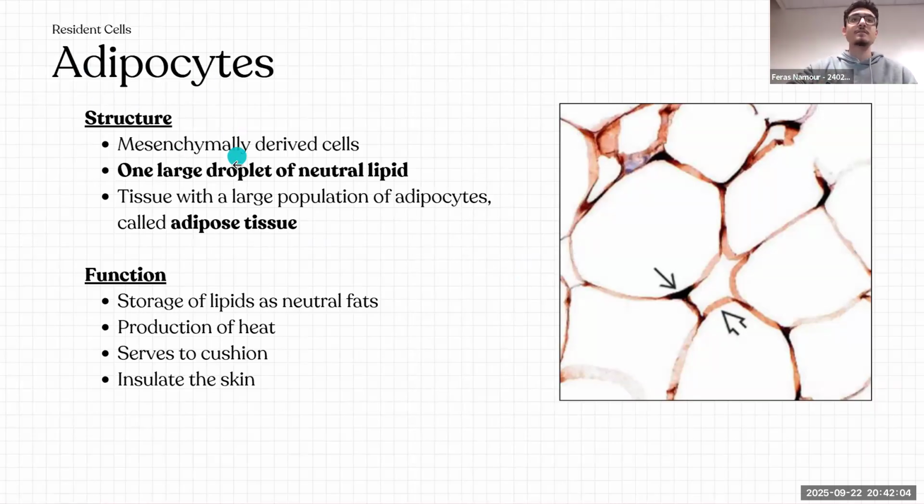Adipocytes are mainly one large droplet of neutral lipid. So this is entirely just one large cytoplasmic inclusion, and usually the nucleus is on the periphery. This is still a live cell. Where do we find this? What are the functions of fat, or the adipocyte? It's going to store my lipids for me. It's going to use my lipids for production of heat. It's going to cushion my tissue, and it's going to insulate my skin. Easy peasy.